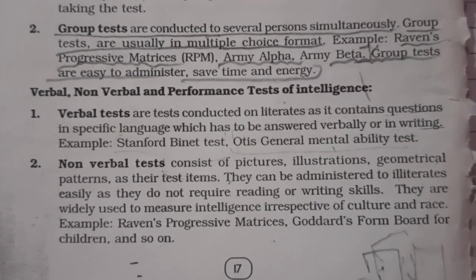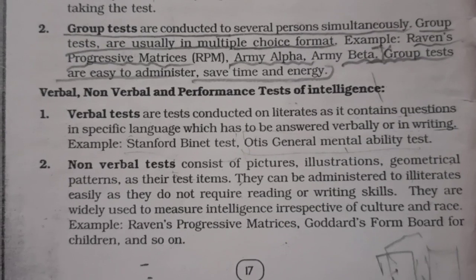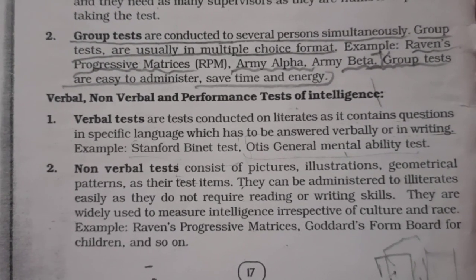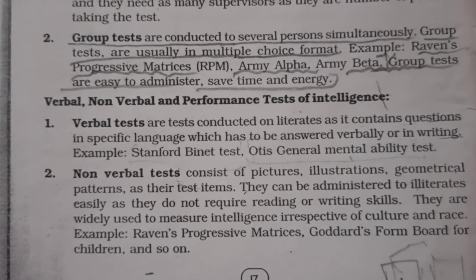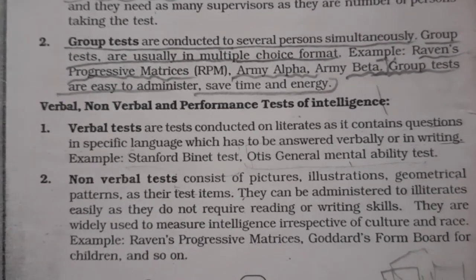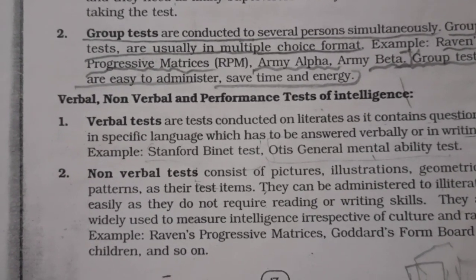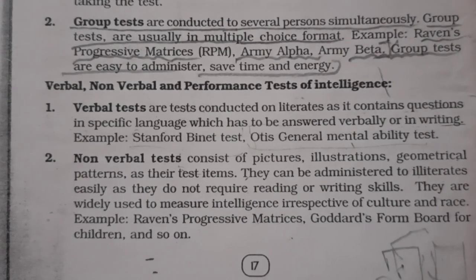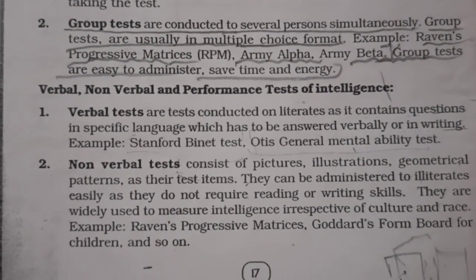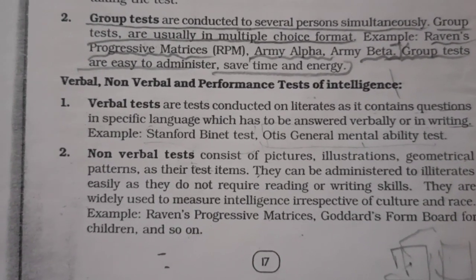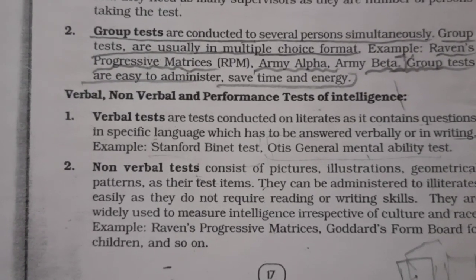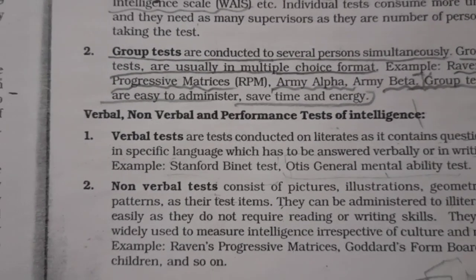So a non-verbal test can also be conducted on illiterates, people who are not educated and don't know how to read and write. A non-verbal test consists of pictures, illustrations, and geometrical patterns as test items. So when you show an image of an apple, a tree, a cow or a buffalo, even illiterates can recognize that picture.